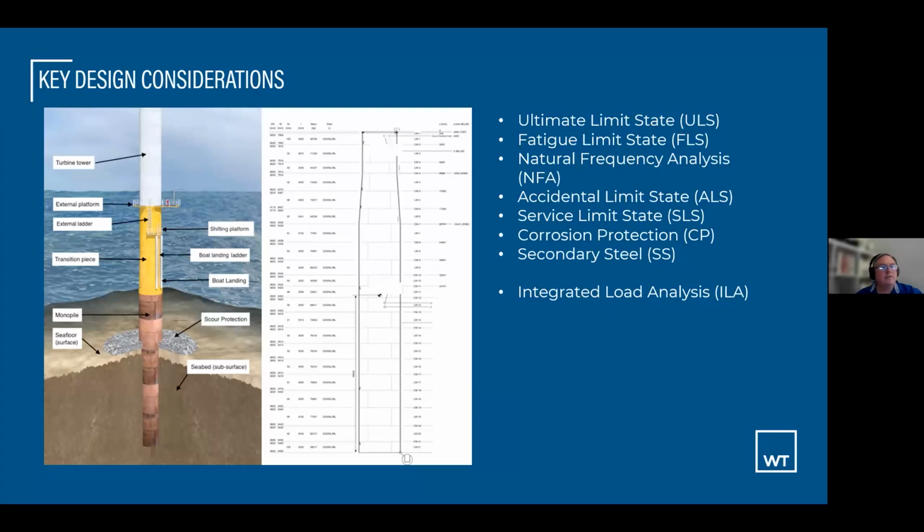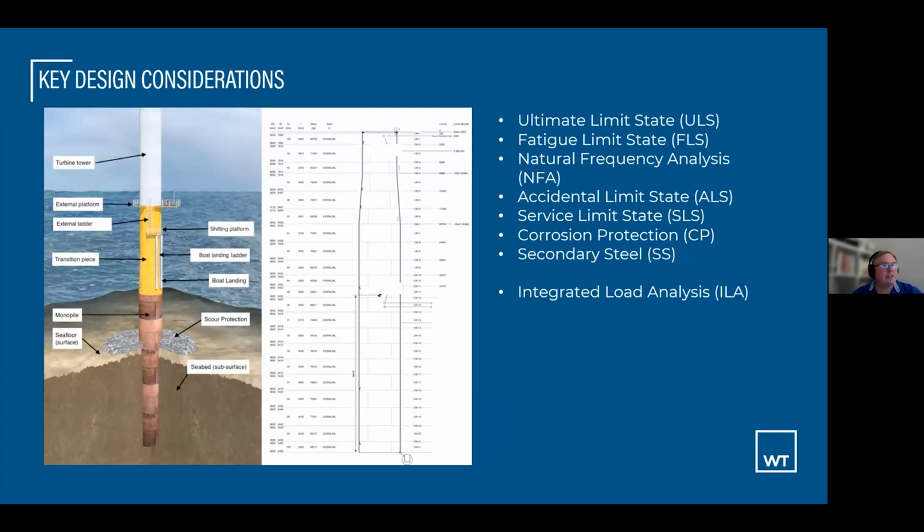Accidental limit state is typically a ship impact. So there is the possibility that a vessel will strike the turbine foundation. We have to look at what the size of the vessel might be, how fast it might be transiting, et cetera, and examine what the impact would be and make sure that the structure will be able to survive that impact in a satisfactory state.